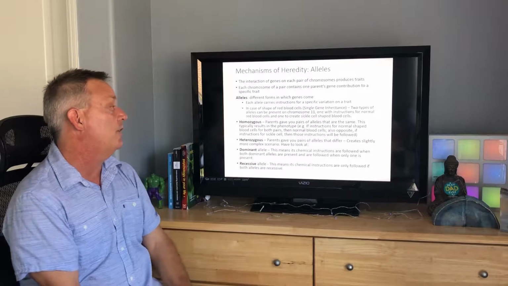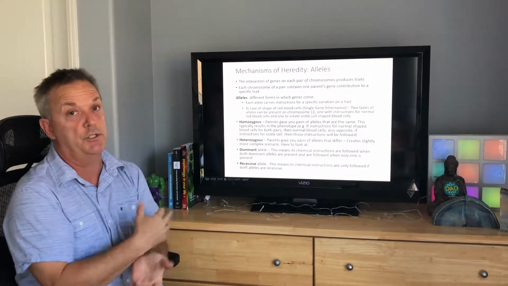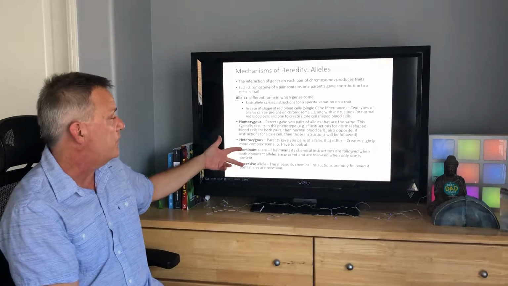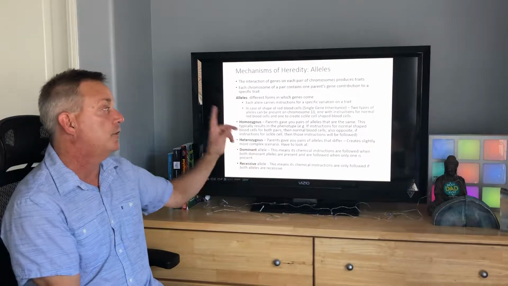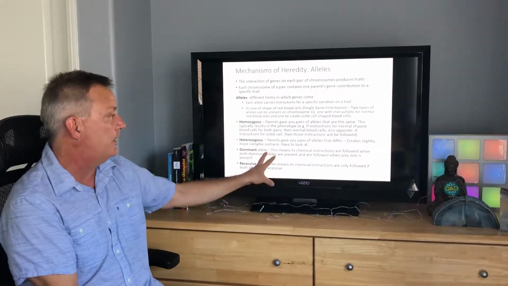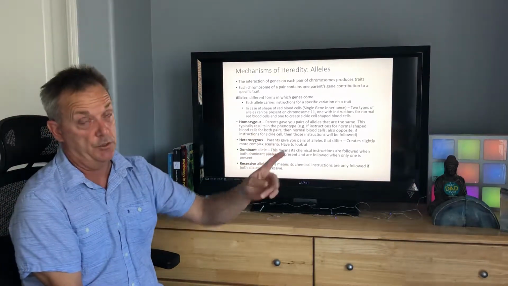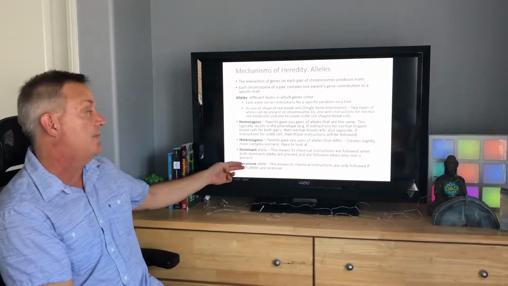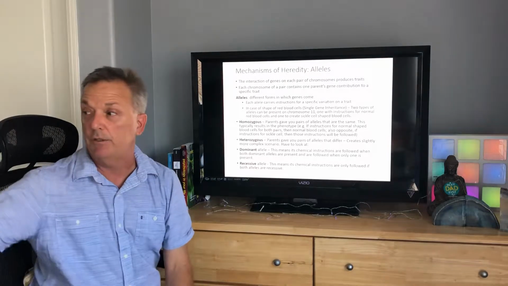Heterozygous parents give you a pair of alleles that differ, and that creates a slightly more complex scenario in terms of what phenotype is going to develop. Thus, we have the terms dominant allele and recessive allele. Dominant allele means its chemical instructions are followed when both dominant alleles are present, and are followed when only one is present. So there's a dominant and a recessive. The dominant one's going to be followed. Recessive, though, means its chemical instructions are only followed if both alleles are recessive.